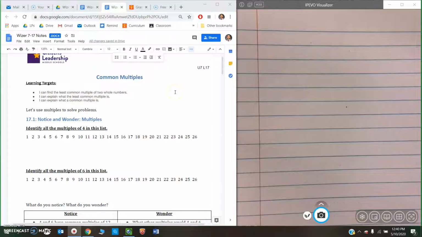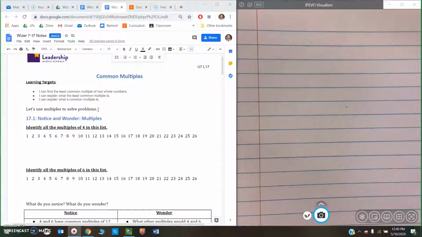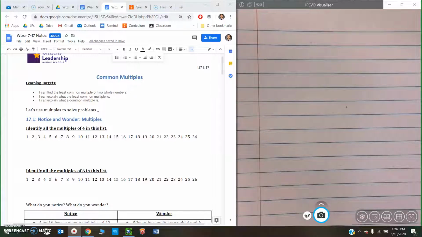Our lesson today is entitled Common Multiples. We have 3 learning targets. I can find the least common multiple of 2 whole numbers. I can explain what the least common multiple is, and I can explain what a common multiple is. So our first activity is a notice and wonder of multiples.